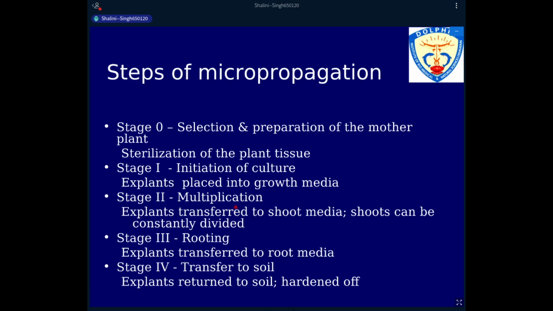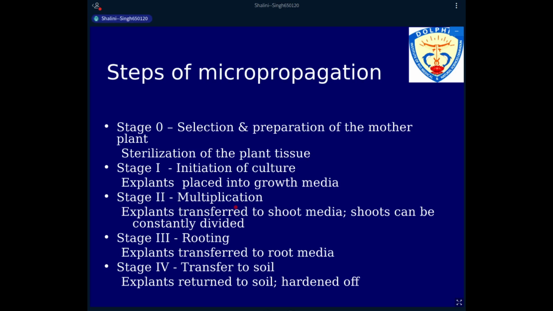So this is the last slide we are going to discuss. After that, we will do the quiz part. Then comes stage 1. After you have done the surface sterilization of the explant to make sure that your explants are free from any pathogens, stage 1 will be initiation of culture. In that initiation, the washed and sterilized explant is placed onto nutrition medium, and that is known as initiation of culture.